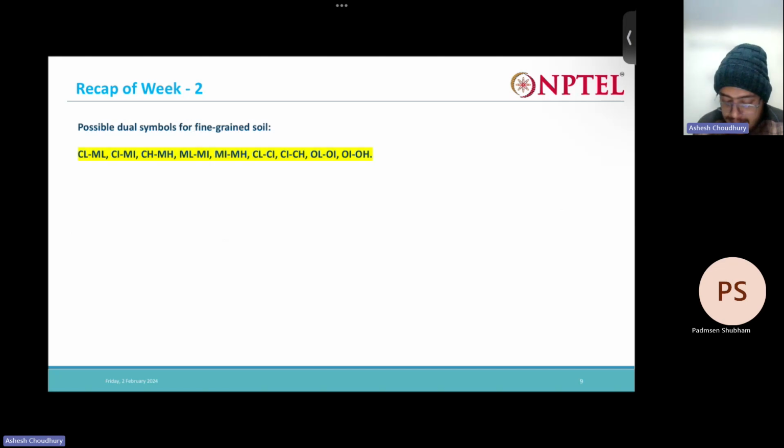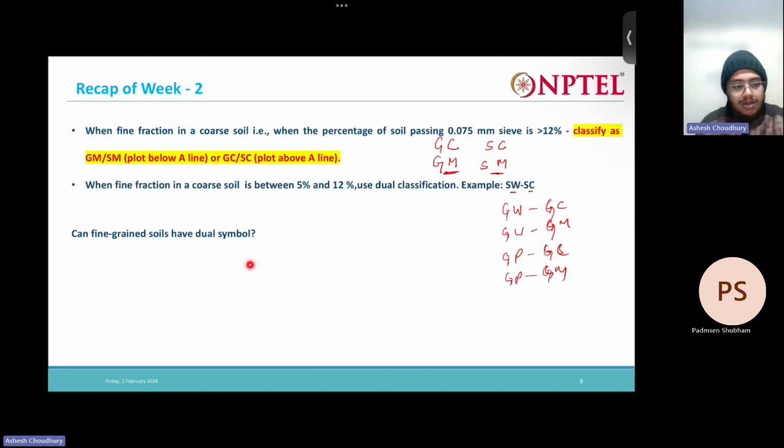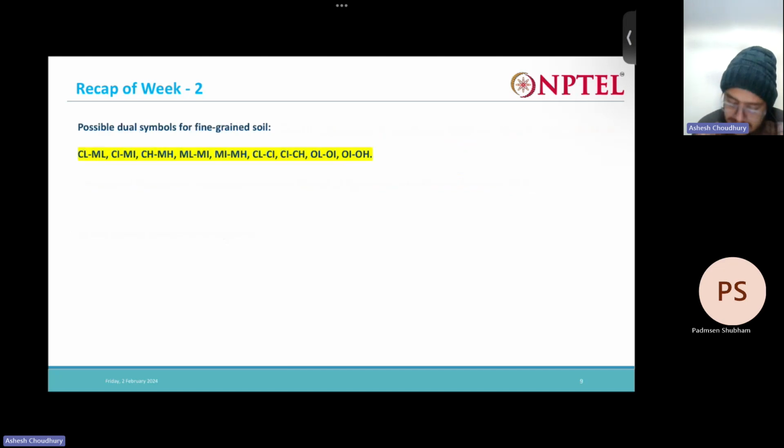So these are all coarse grained soils, right? Everything here is coarse grained soil. Now let us come to fine grained soil. Can fine grained soil have a dual symbol, similar to coarse grained soil? When I say fine grained soil, that means more than 50% of the soil fraction is smaller than 75 microns. So the answer is yes, fine grained soils can have dual symbols.